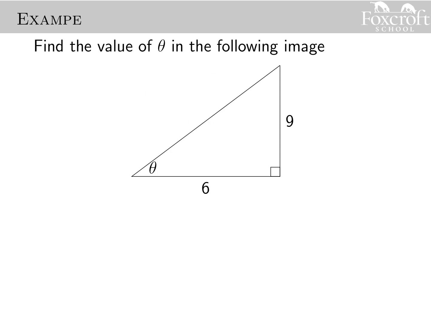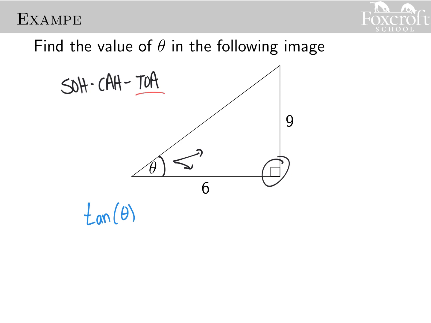All right, so now we're going to do another example, but in a slightly different way. Now we have a picture of a triangle, and we want to find the value of the angle in the triangle. Whenever you're looking at a right triangle, you always have SOHCAHTOA to rely on. Based on this angle theta, I have opposite and adjacent, which means I have to use tangent. So I can say the tangent of this angle theta, and I don't know what it is yet, but I know the tangent of any angle is the opposite side, 9, divided by the adjacent side, 6.